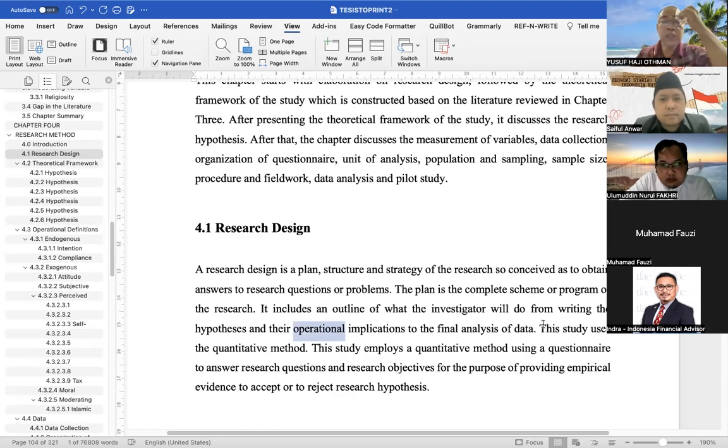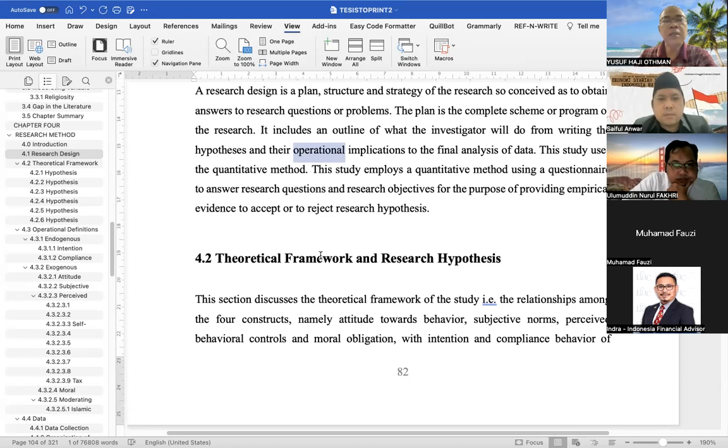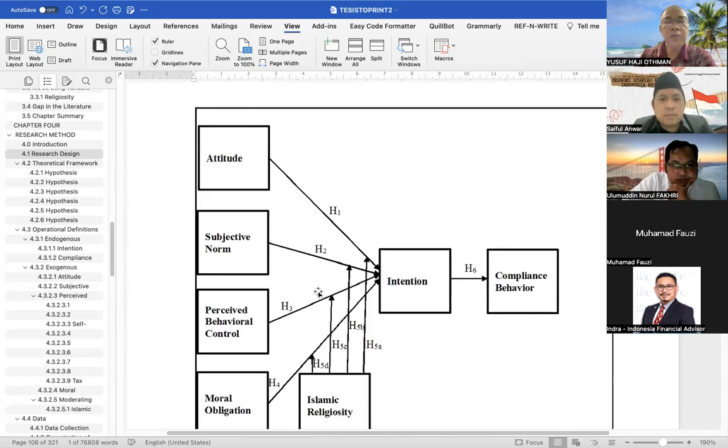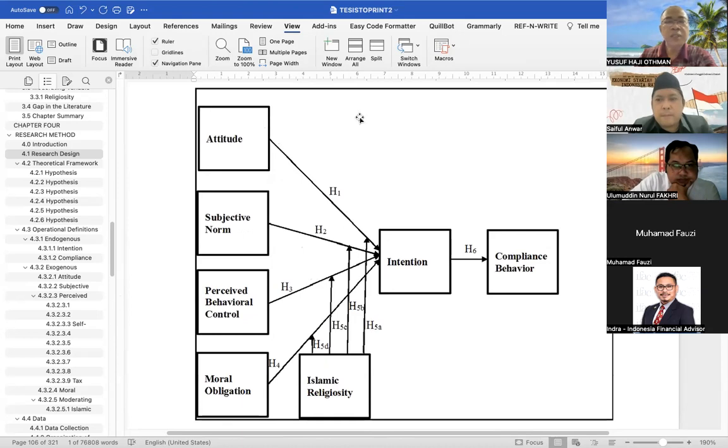So for quantitative method using questionnaire, okay, we mention that this study used questionnaire to answer research questions and research objectives. So this is basically what research design is. So the first step in research design is to develop the theoretical framework. Okay. So in order to develop theoretical framework, right? Like I said before, this is not an easy step. Rather, it's quite time consuming.